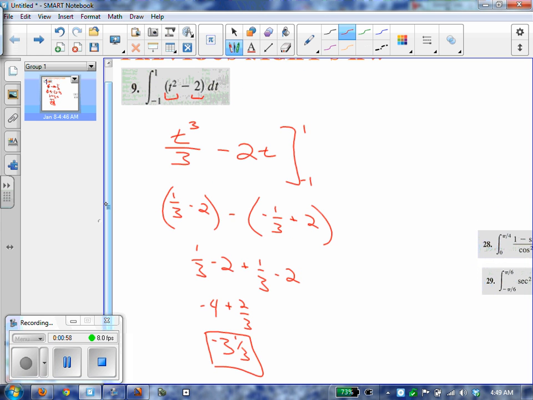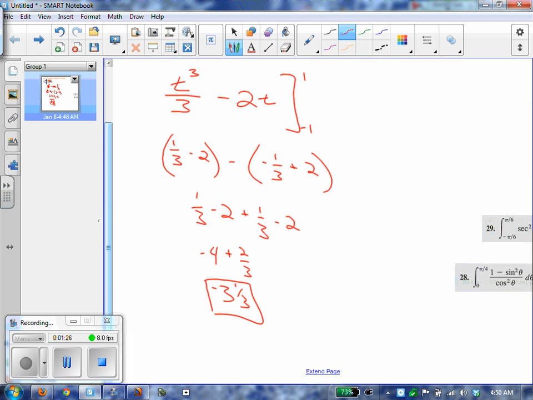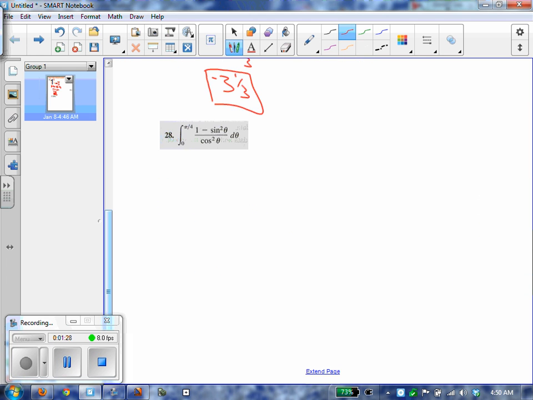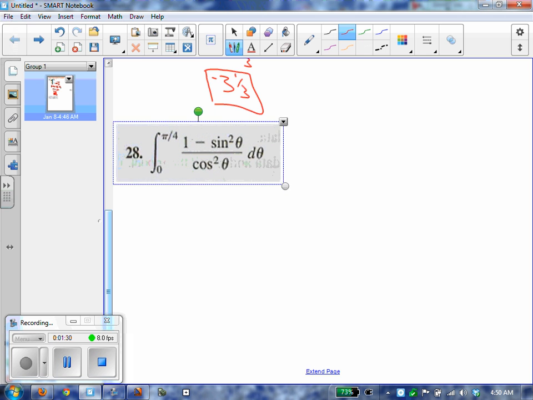Which kind of makes sense because when you think about it, what's that going to look like anyway? Graph-wise, what shape is it? What's the -2 do to it? Moves it down so it can be below this. Yep, so in between -1 and 1, it's all going to be below the x-axis anyway, so it makes sense that it would be kind of a large negative number.